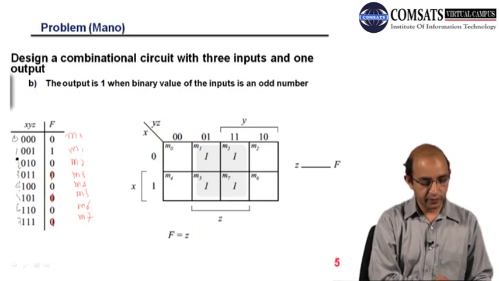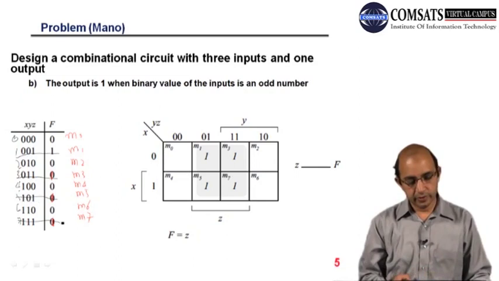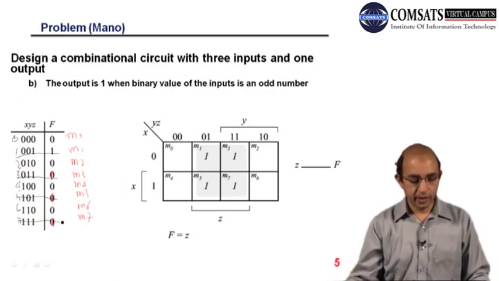So here we have the odd ones: this is odd, this is also odd, this is also odd, this is also odd. So we have 1, 2, 3, 4 odd values. I have to map them onto the K map. So we have X, Y, Z bar. Here you know M1, then M3, then M5 and M7.